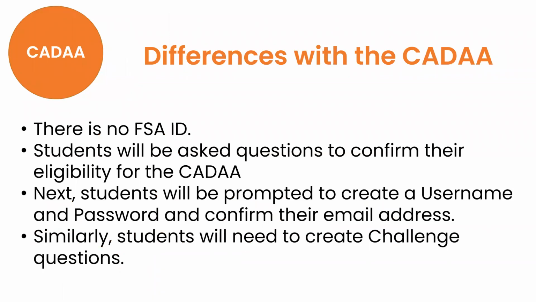So I wanted to pause here to also share with you a few differences between the FAFSA and the California DREAM Act at this point. So the CADA, it doesn't have an FSA ID. What their process looks like is the student gets asked a series of questions to confirm their eligibility, essentially making sure they meet the AB 540 criteria or the other criteria we discussed. And then if they say, yes, I meet this criteria, then they're prompted to create a username and a password. They'll also additionally have to confirm their email address as well. And similarly, they'll also be creating challenge questions. So it's pretty similar, but there are some differences with that process.